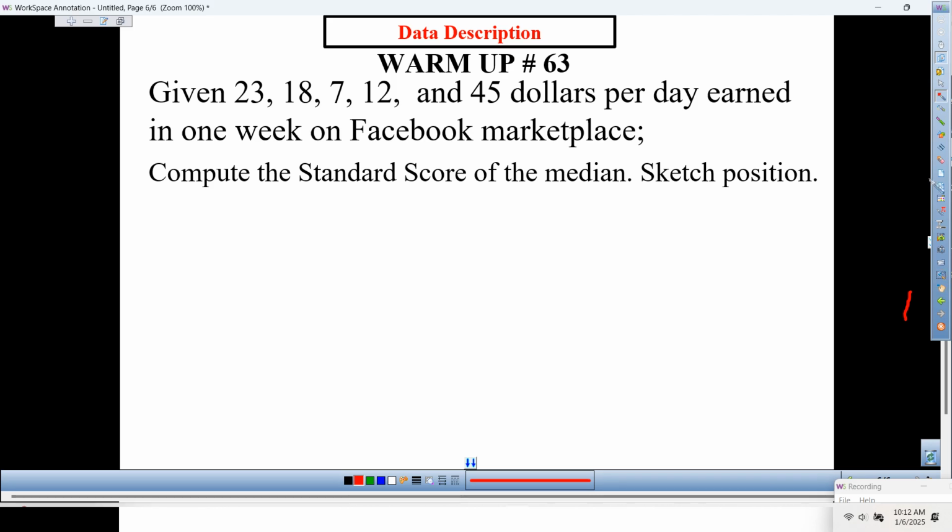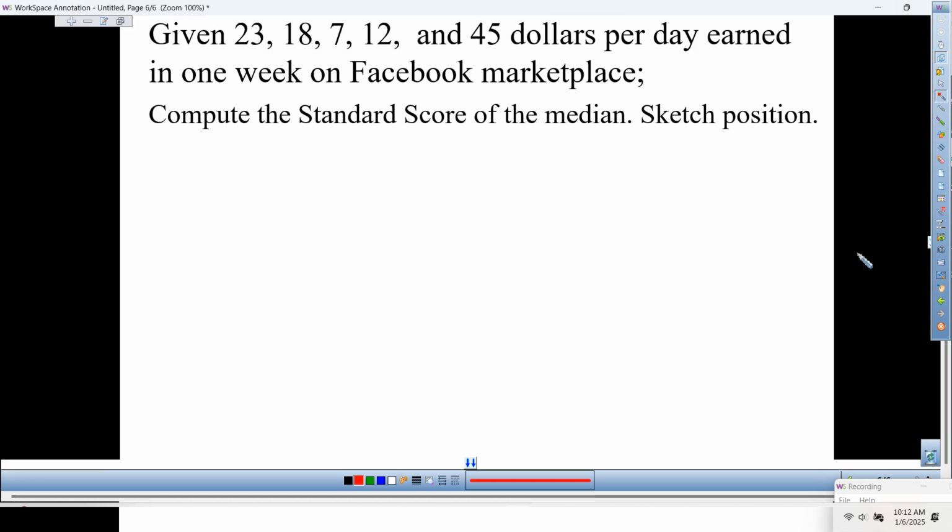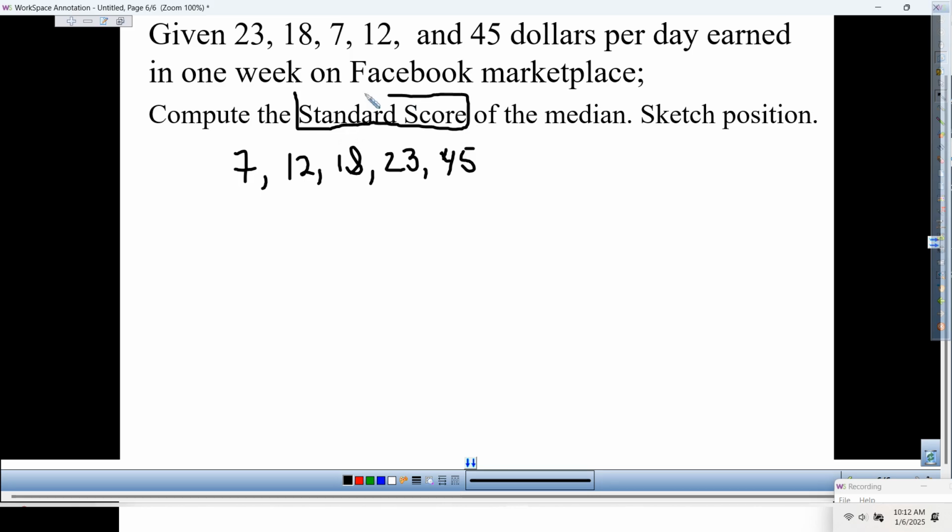All right, let's see. Get us started, please. What do we do with that data as soon as we get data, Maximus? Ascending order. So we got 7, 12, 18, 23, and 45. Okay. But then they're asking us for standard score. What does that mean?